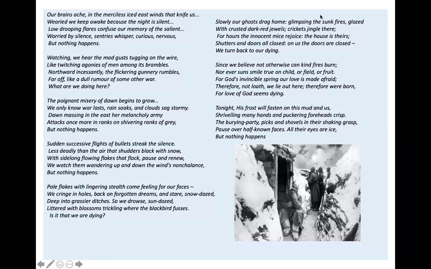So this stanza is essentially why they're going back to their dying and why they're accepting their fate, because they believe that kind fires will not burn if they don't do it. So we believe that not otherwise can kind fires burn. Kind fires meaning peace, prosperity. Think of the imagery of the sun. The sun will not smile on the child and fruit and field if they don't make this sacrifice. So the sun won't shine in England, meaning happiness and prosperity, England and the world, if they don't sacrifice themselves.